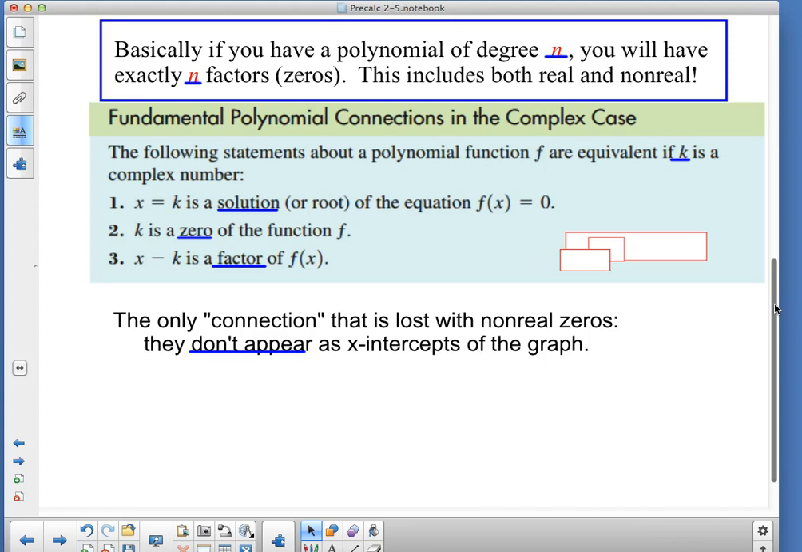Fundamental polynomial connections in the complex case. The following statements about a polynomial function f are equivalent if k is a complex number. x equals k is a solution or root of the equation f of x equals 0. So that's a zero. k is a zero of the function, and x minus k is a factor of f of x. And if we're looking at k, we're also talking about its conjugate as well. The only connection that is lost with the non-real zeros is that they don't appear as x-intercepts in the graph.